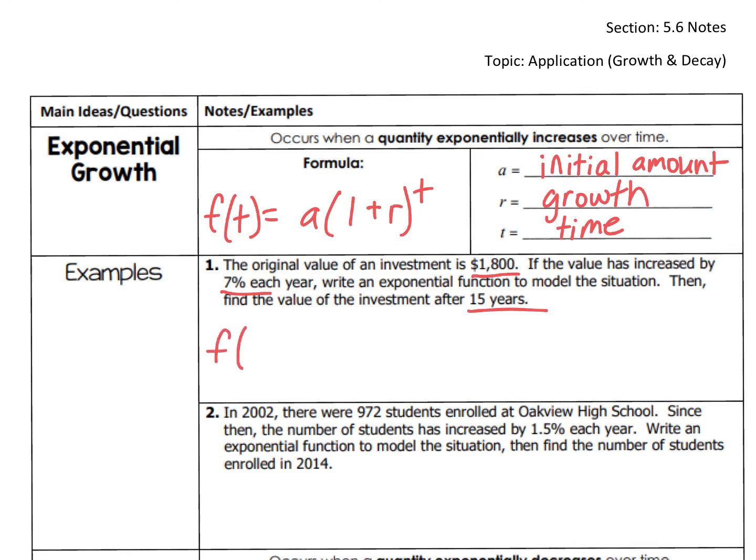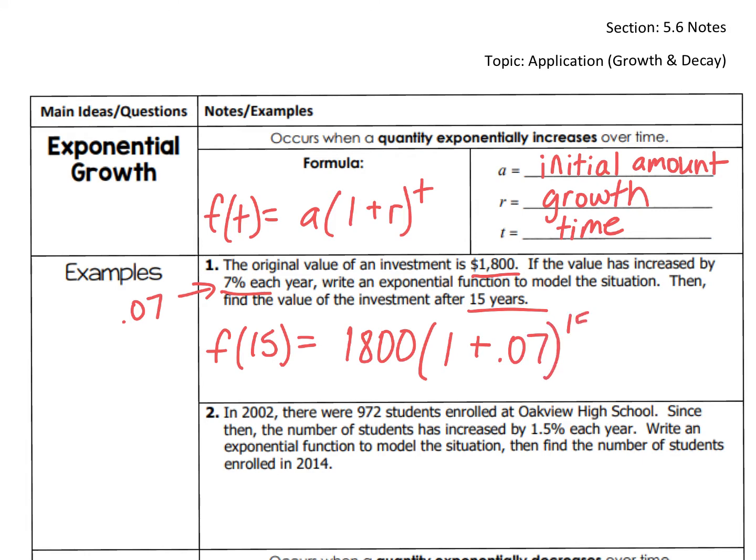So f of t, what's my time here? 15 years. So f of 15 is going to equal, a is my initial amount, so that's my initial investment of $1,800, times 1 plus my growth. This is the one thing you do have to remember on this. Growth rate has to be converted to a decimal. So if I have 7%, that's actually going to be 0.07, close parenthesis to the 15 power, because again we said t was 15. Now I just type this whole thing in my calculator, and it should give me the answer.